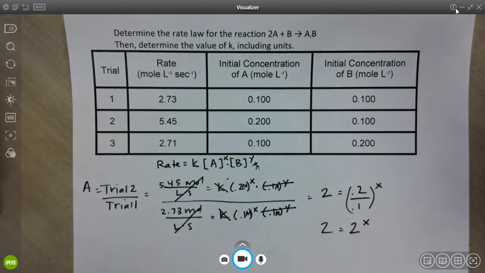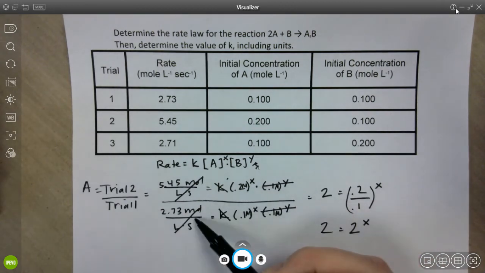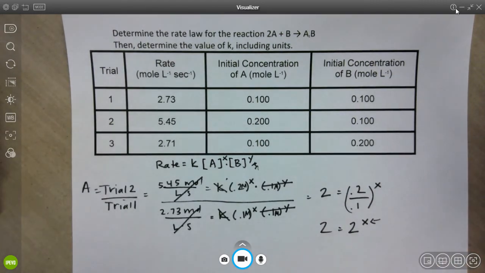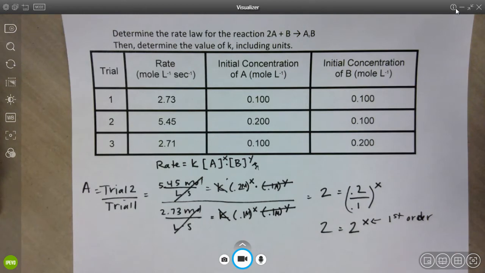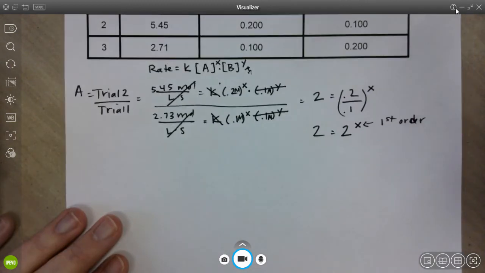Now what this is telling me is that if I have double the concentration, my rate is double. And if you think about what number X has to be to make that true, X has to be 1, which means that it is first order. So a first order reaction is where I change my concentration, like double it, and I double the rate. If I would quadruple my concentration, I would quadruple my rate. So that is the definition of first order. So when we fill in our rate law, X is going to be 1, okay? Hopefully that made a little sense.